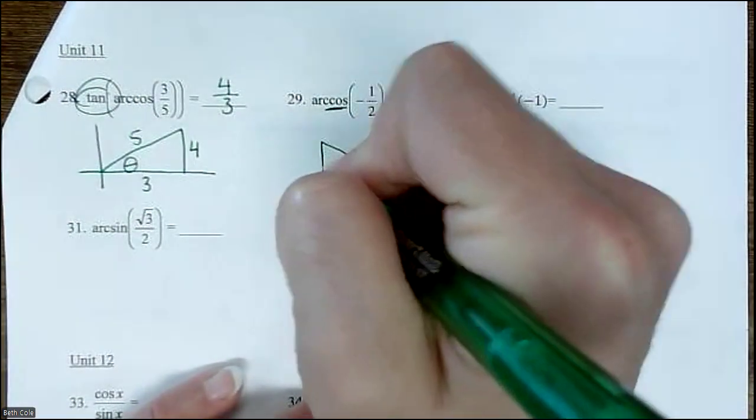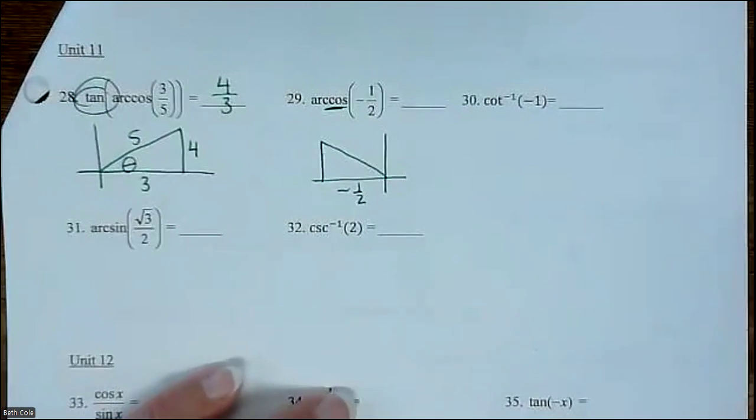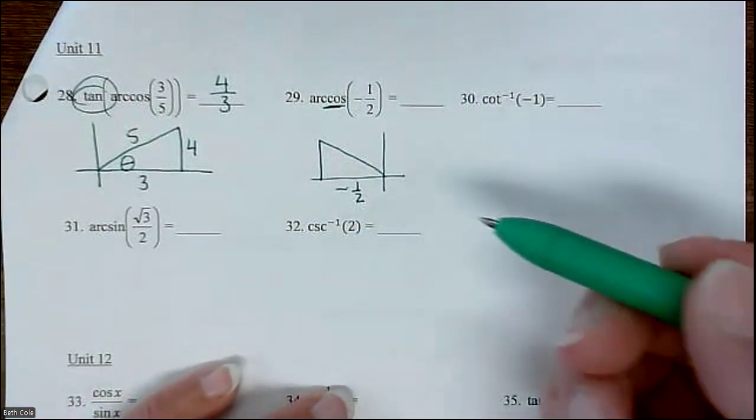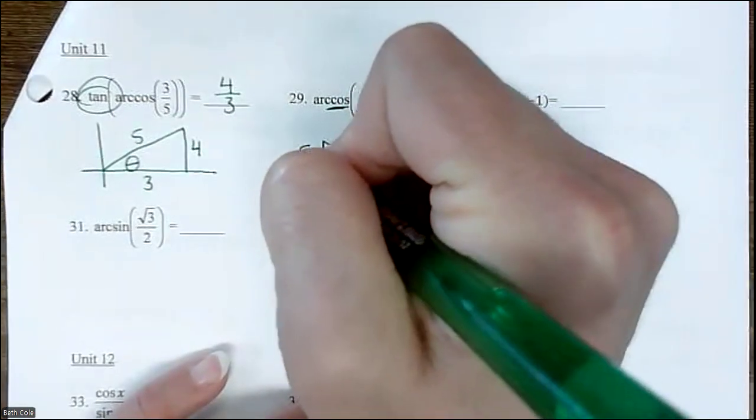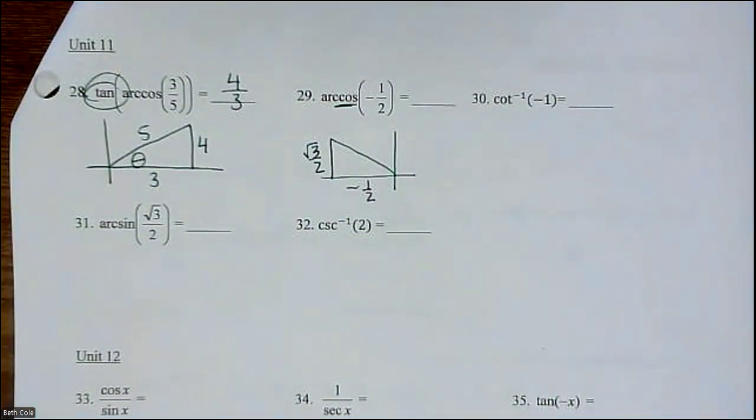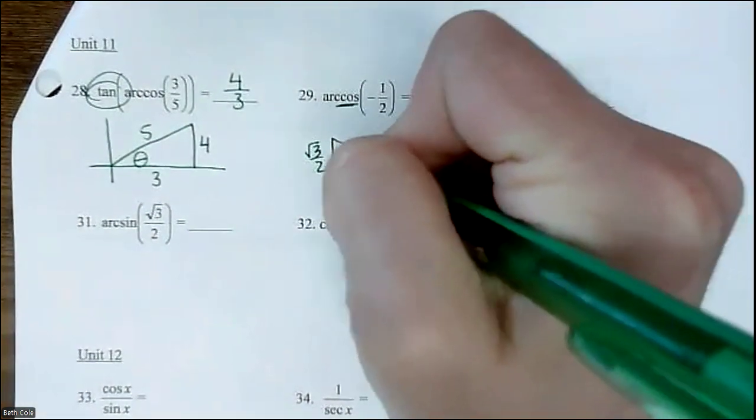And the other way you can remember that is cosine is the x part of the point. So if that's negative, you have to go to the left. So other side, square root of 3 over 2. And so what is the reference angle? Pi over 3. Good job.